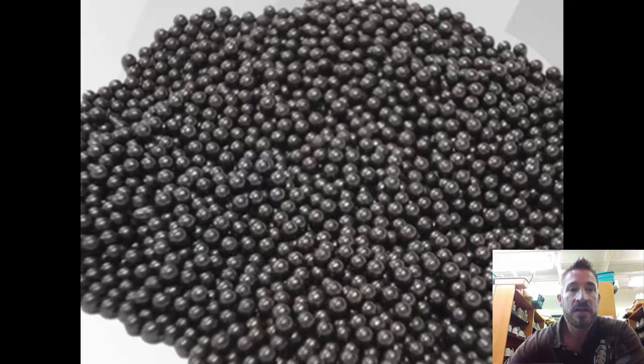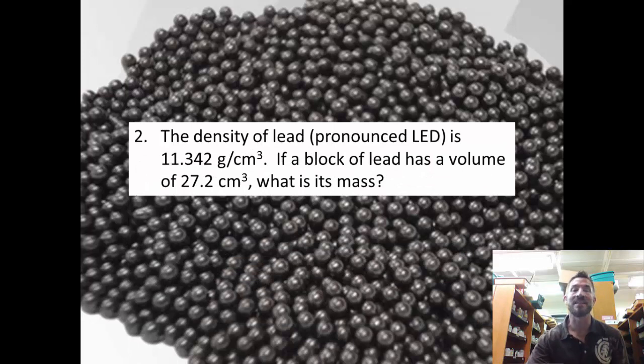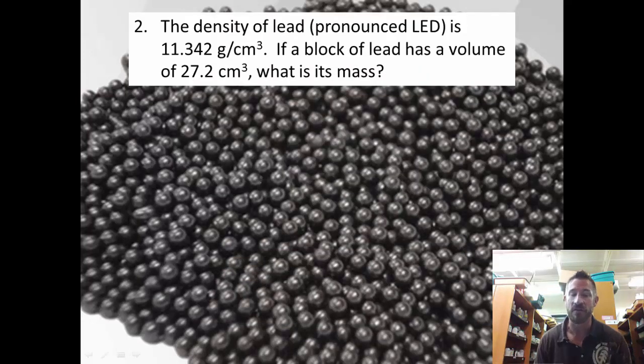Let's go. The second sample problem. I wonder if you could guess what substance this is. This is actually a substance that's on the periodic table. This is lead. Now I actually got this photograph off the internet. Lead shot is used for a lot of things. For example, for radioactive substances, lead shot is used to absorb radioactivity. The density of lead, pronounced LED, is 11.342 grams per centimeter cubed.